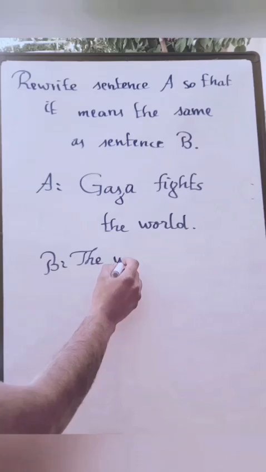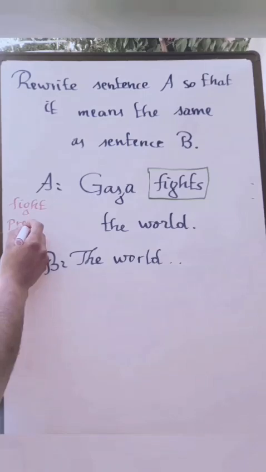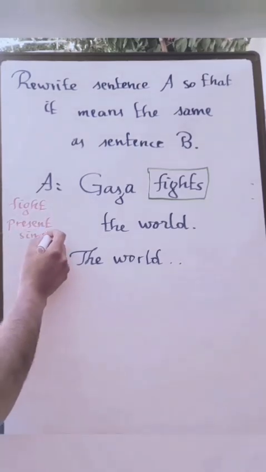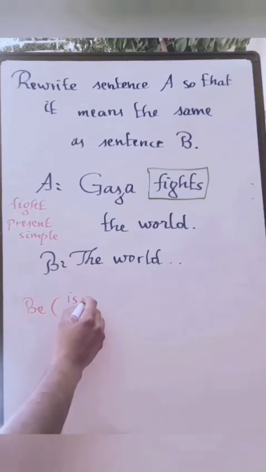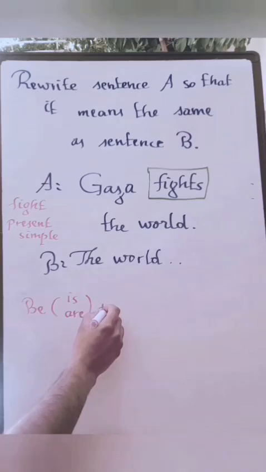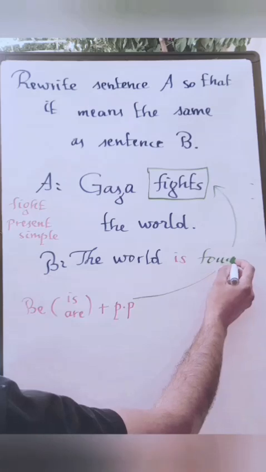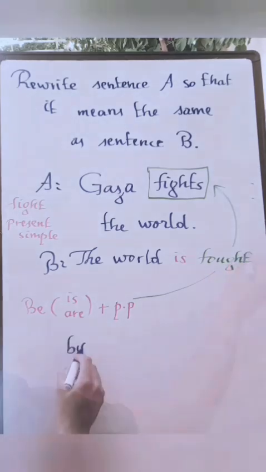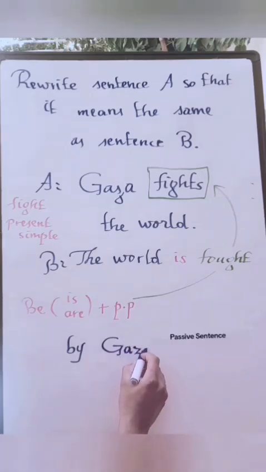Gaza fights the world. Here's a simple sentence in the present simple. Both Gaza and the world are used as singular nouns, and they both use singular verbs. For the verb to be, it's either is or are, and then we add directly the past participle of the verb to fight, which is fought. The world is fought by Gaza, per se.